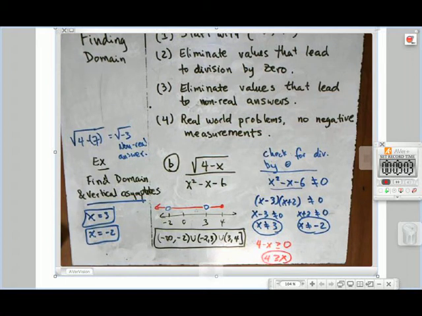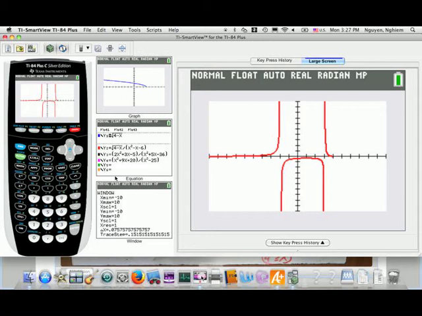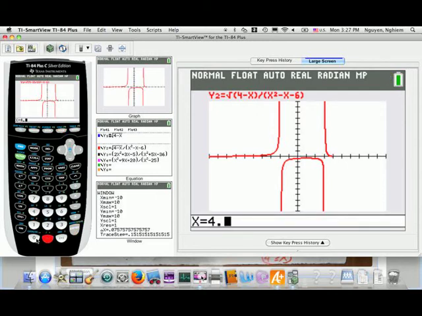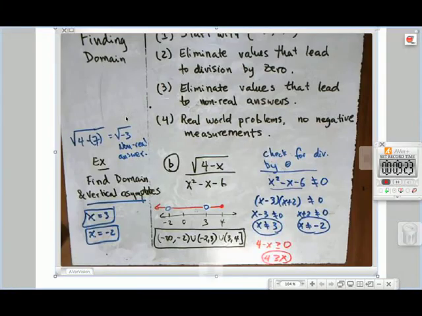What it does have to do with, though, is if you look at the graph, it doesn't go anywhere past 4. If I hit trace, I type in 4, I can get an answer. But if I type in like 4.001, just a little bit past 4, I get nothing. And so that's a good way to confirm that we're doing what we need to do.